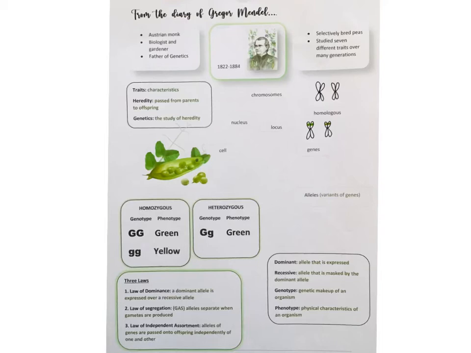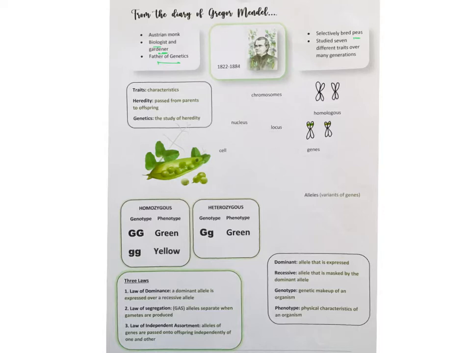Hello everybody. We're going to recap the basic principles of genetics. So what we already know is that Gregor Mendel was the father of genetics. As a monk, one of his duties was to work in the garden. And as a biologist, he observed peas and the different characteristics that peas showed over many generations.